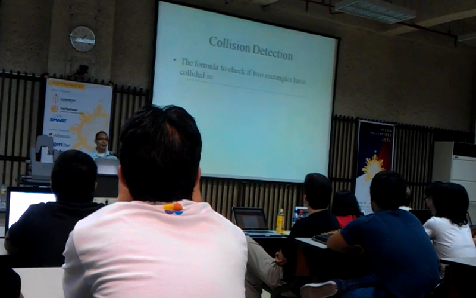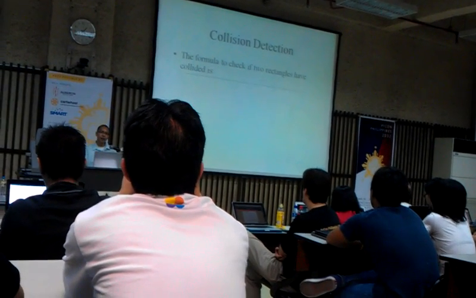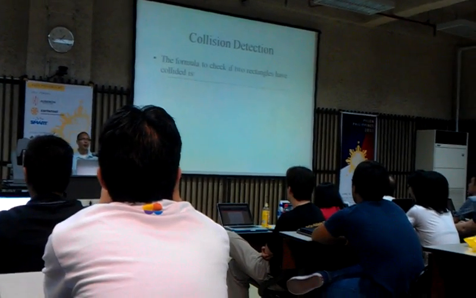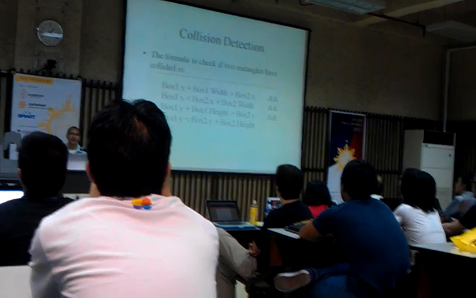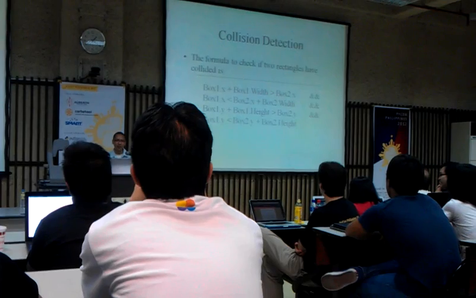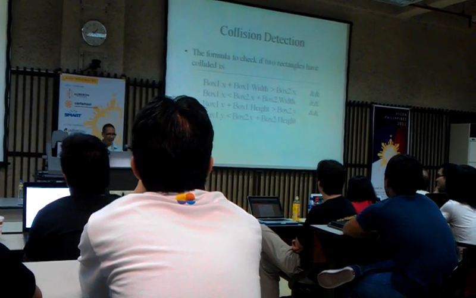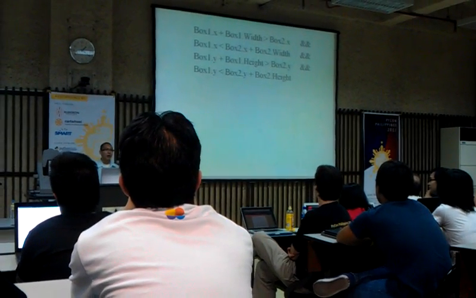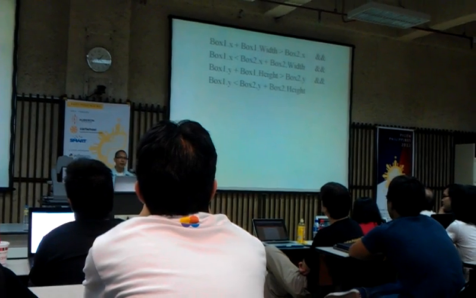Now for the math. The formula to check if two rectangles have collided is this one. First box, that x plus box 1 that width, you can read. So, let's try to understand this mathematical formula.